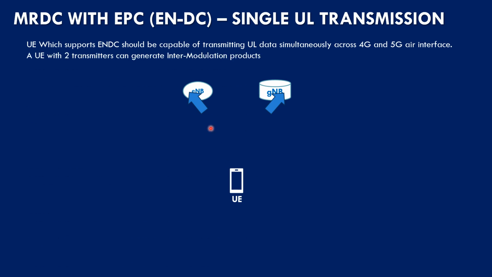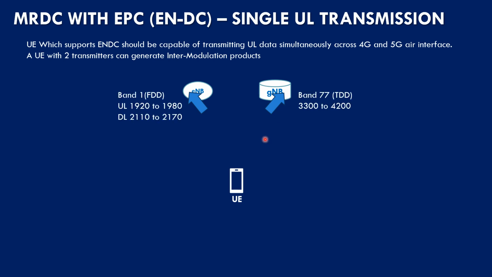A UE with two transmitters can generate intermodulation products or intermodulation interference. For the sake of time, we will not discuss intermodulation interference in detail here. But if you want to know more about it, you can comment and tell me. I'll try to make a short video on this. So for now, remember, whenever a transmitter transmits two frequencies, it generates intermodulation products, meaning it transmits some more frequencies other than it is intended to.